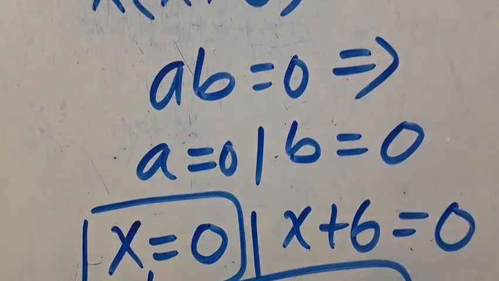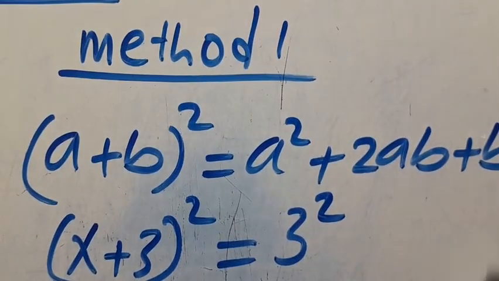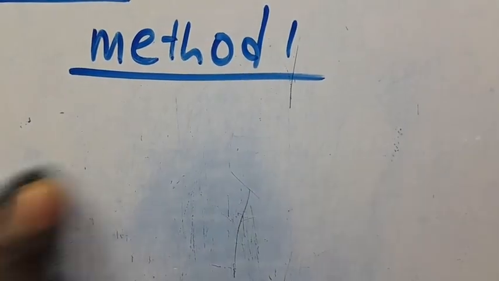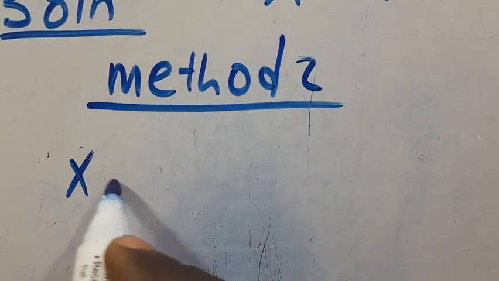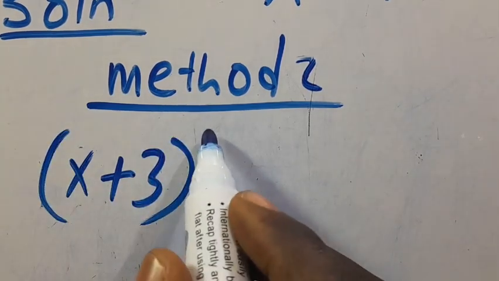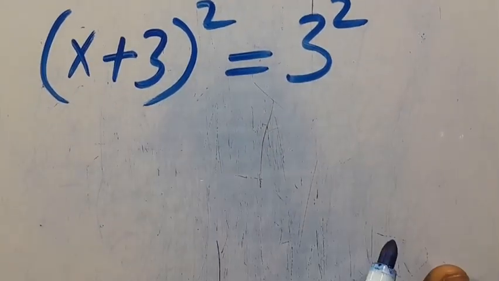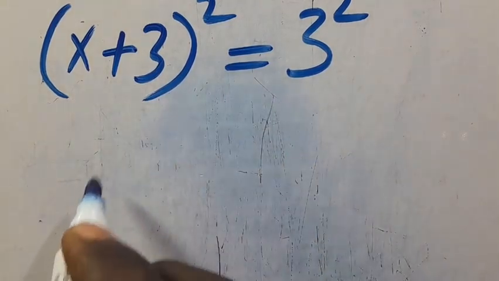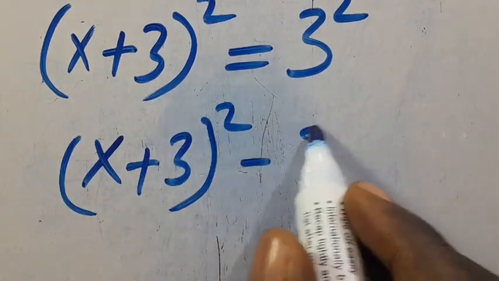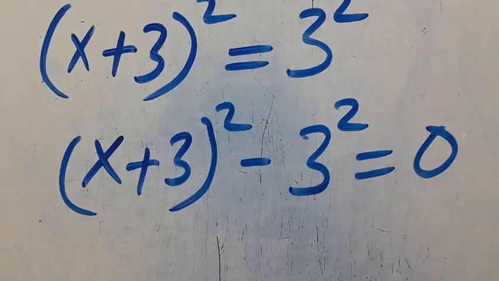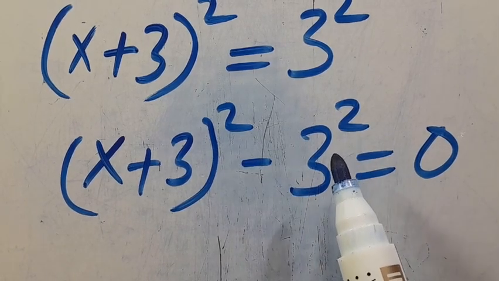Then let us apply the second method. Method 2. We have (x + 3)^2 equals 3 to the power of 2. Now, let's take this to the other side. We have (x + 3)^2 minus 3^2 equals 0. Mind you that this one has power 2, this one has power 2, therefore it's a difference of squares.